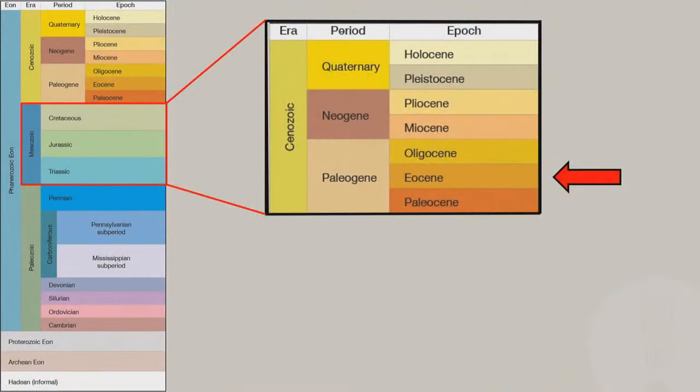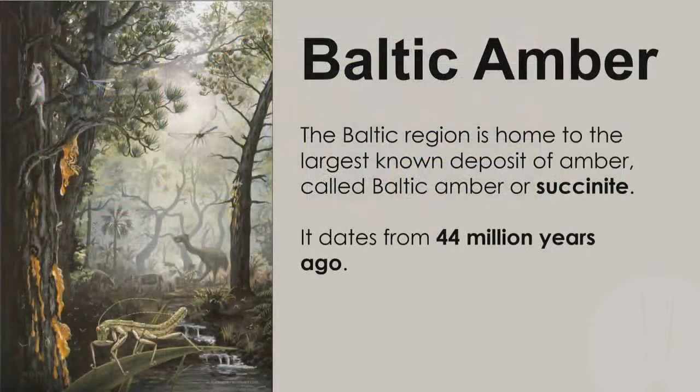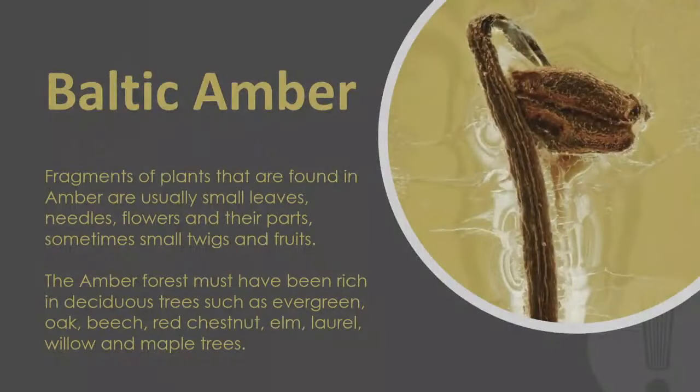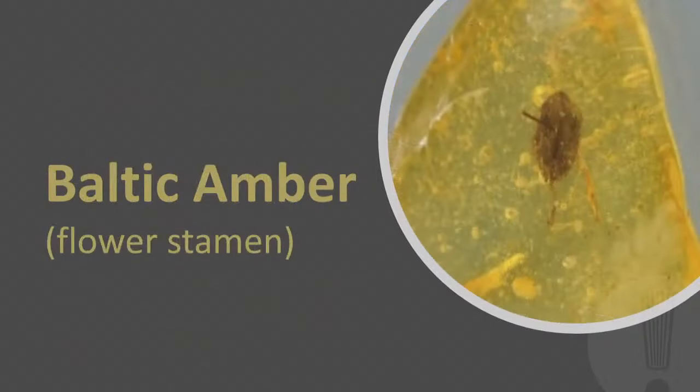Right, still in the Paleogene period, moving into the Eocene, we start to see Baltic amber from the Baltics. It's about 44 million years old, the Baltic amber is. Another name you might see it referred to as is succinite. Fragments of plants are found in Baltic amber, usually small leaves, needles, flowers and their parts, small twigs and fruits. The amber forests of the Baltics must have been rich in deciduous trees and evergreens: oaks, beech, red chestnut, elm, laurel, willow, and maples. So I have some amber specimens with these small flower stamens in them.